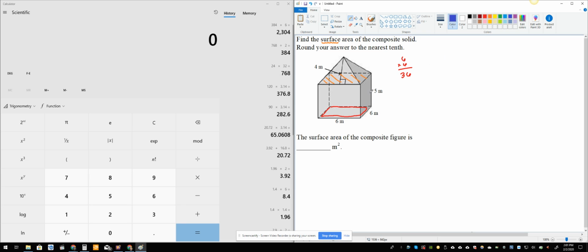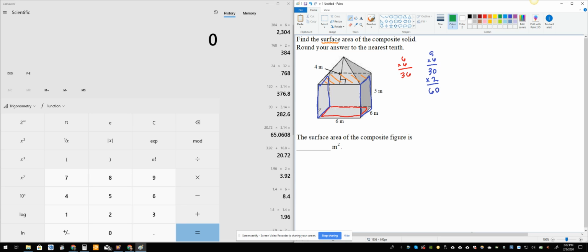Now looking at the right hand side, we see this can be 5 by 6, which is another rectangle that we can use here. So 5 times 6 is going to be equal to 30. We should also notice that the left hand side is going to be the same as the right hand side. So that's going to be another 30, so we can multiply this by 2 to get 60.